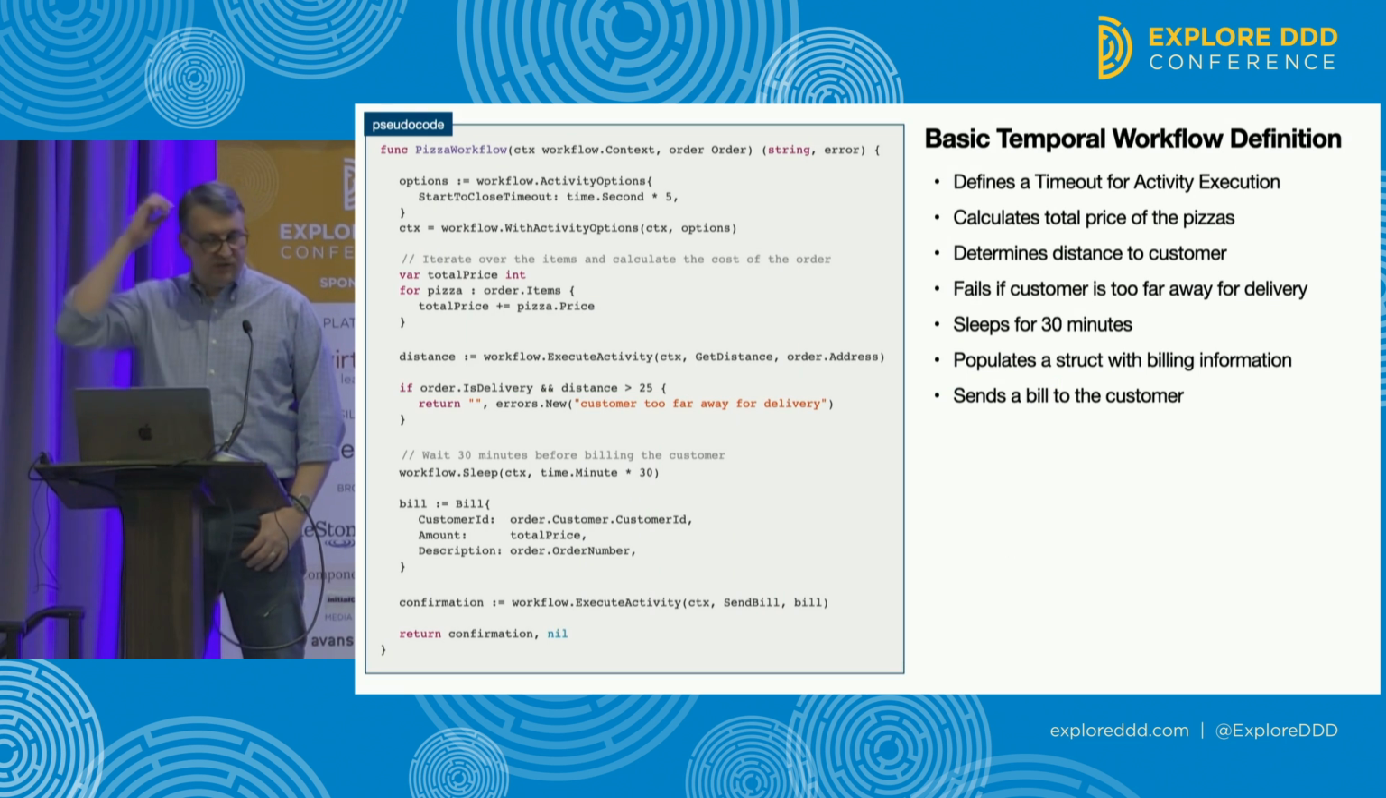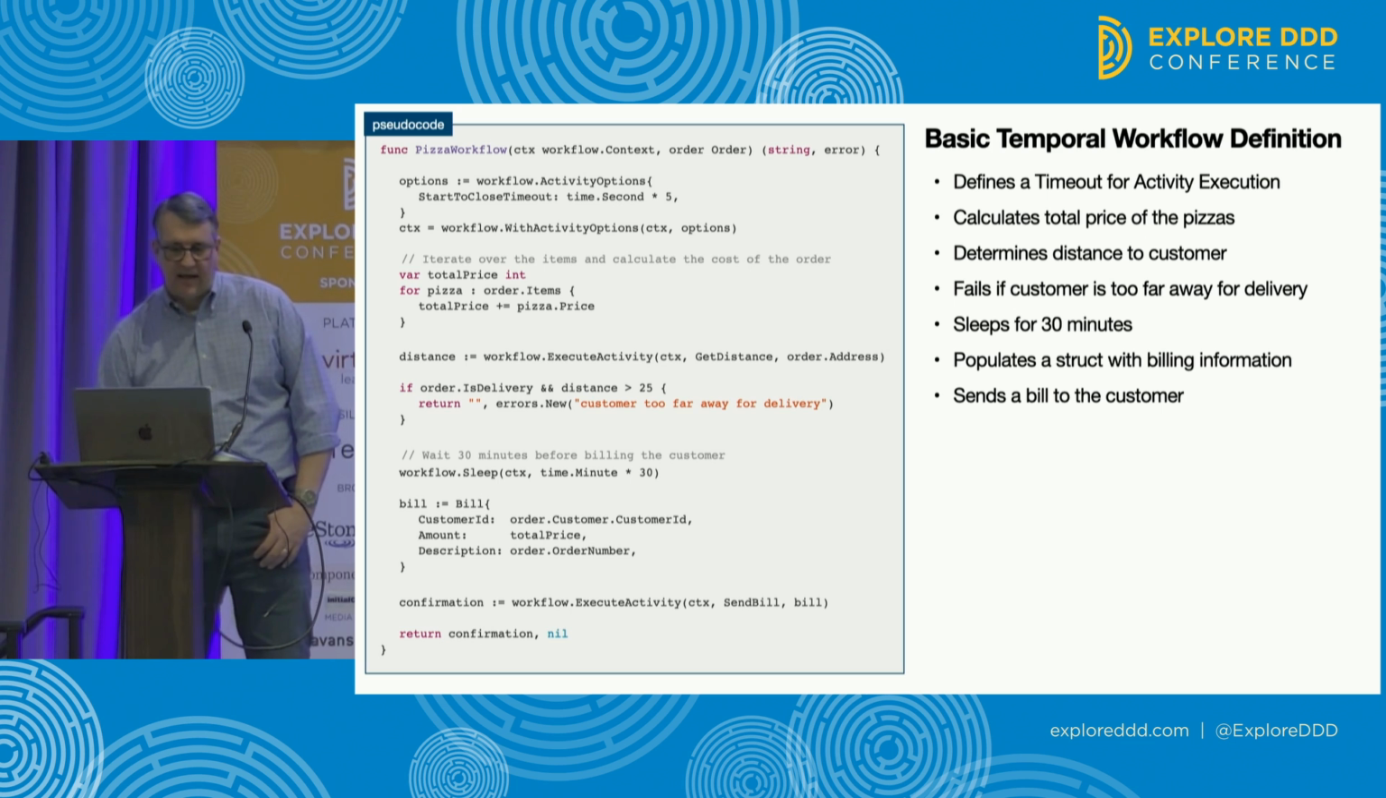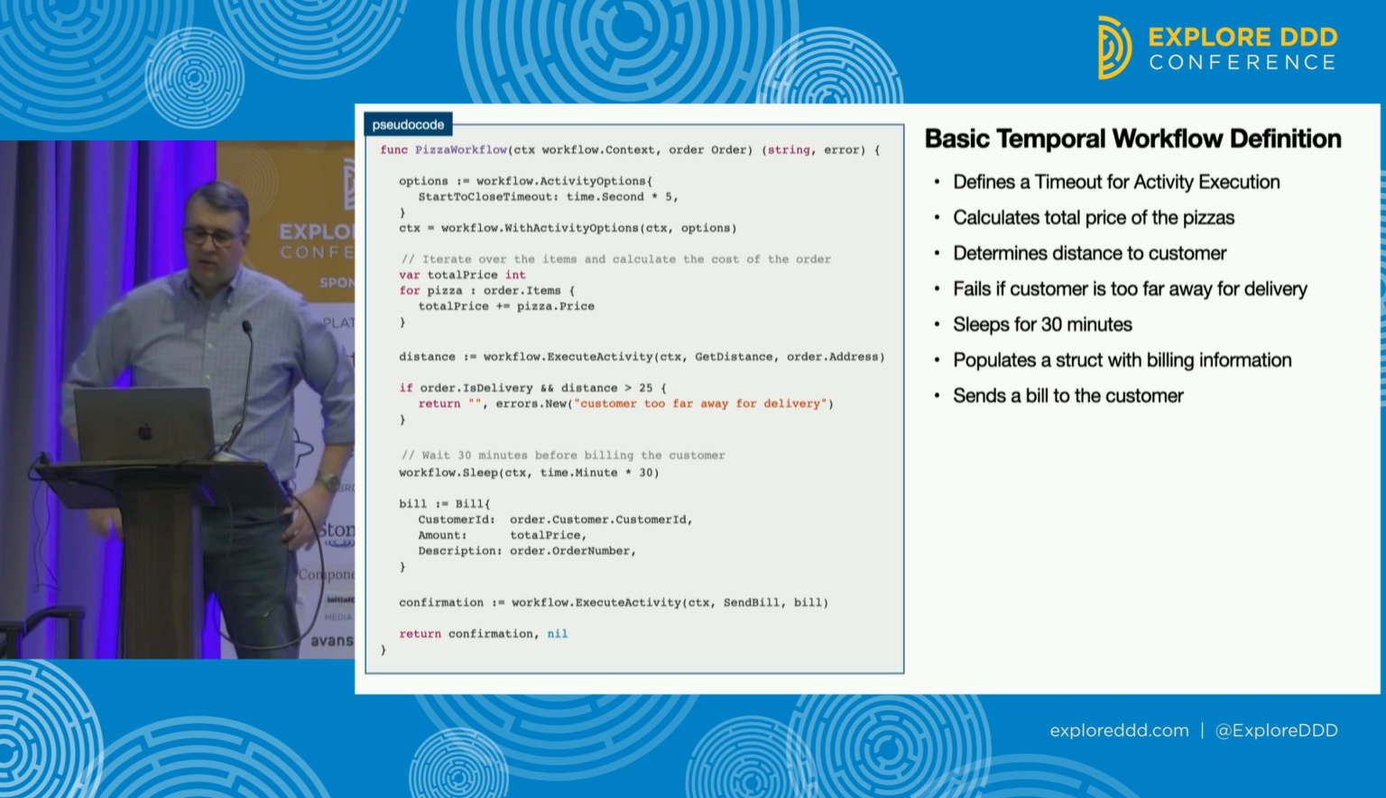So here is the code. This is actually pseudocode. I've simplified some elements of the Go syntax just to be slightly less verbose, so the font is a little bit easier to read. We define a timeout for the activity execution to say that it can't last any longer than 5 seconds. That's like line 4, maybe line 3. Then we iterate over the orders data structure. We calculate the total price of the pizza by creating a sum of each individual pizza. Then we call the service to figure out the distance to the customer. If it's too far away, we fail.